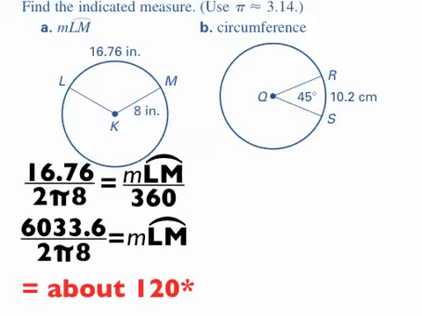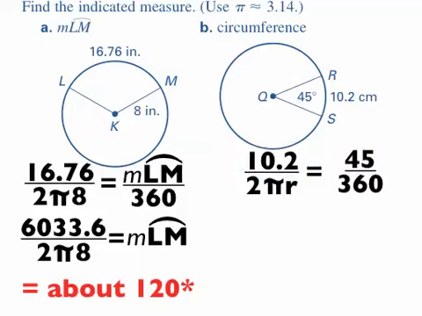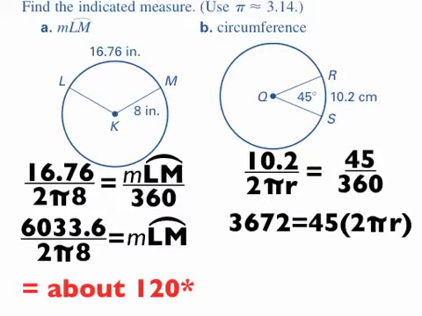The next example asks us to find the circumference. Notice I'm given the central angle measure and the measure of the arc, which is 45 degrees. I'm also given the arc length, which is 10.2 centimeters. Go ahead and plug in what I know. I'm going to say 10.2 over 2 times pi times radius equals 45 over 360. Go ahead and cross multiply. You get 3,672 equals 45 times 2 times pi times radius.